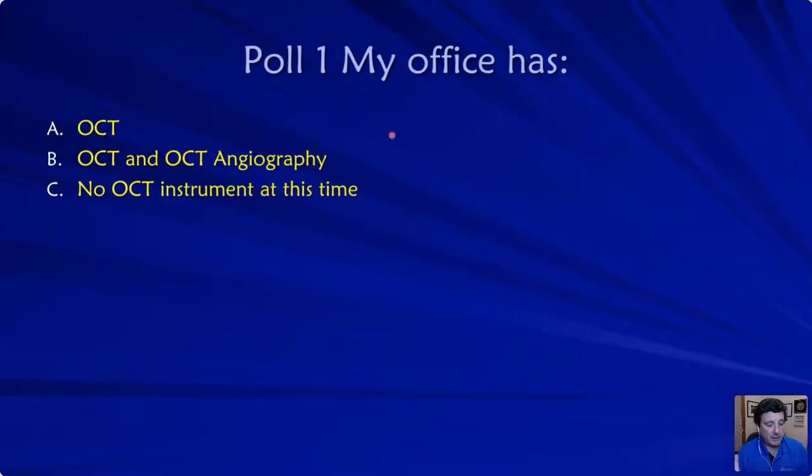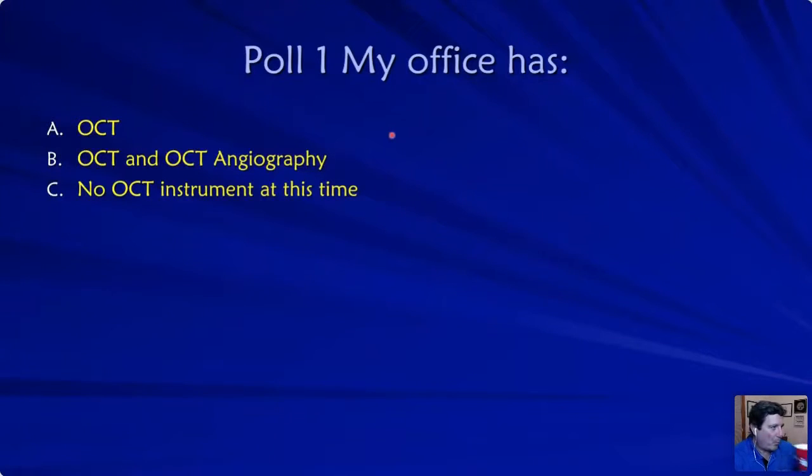So, Joe, I thought it was earlier. I apologize. Here's my first polling question of the night. So everyone pay attention. Make sure that screen is shrunk down. What I want to just kind of know is, where's everyone sitting in their office? Do you have an OCT? Are you doing OCT angiography? Or there's no OCT instrument at this time? Just kind of curious.